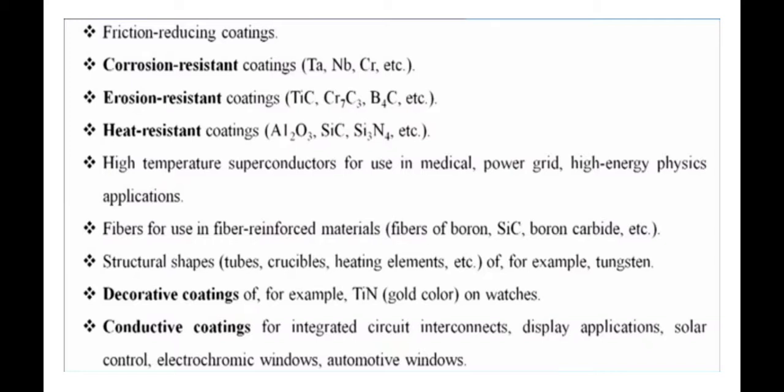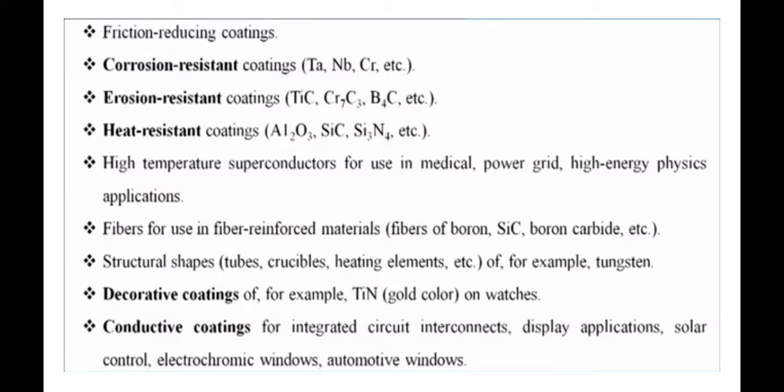Erosion resistant coating, heat resistant coating like alumina, silica, carbide, high temperature superconductors for use in medical, power grid, high energy physics applications. Some kind of decorative coating, for example, titanium nitride, gold color on watches, whatever we call gold plating on watches. Then conductive coating for integrated circuit interconnects, display applications, solar control, electrochromic windows, automotive windows.